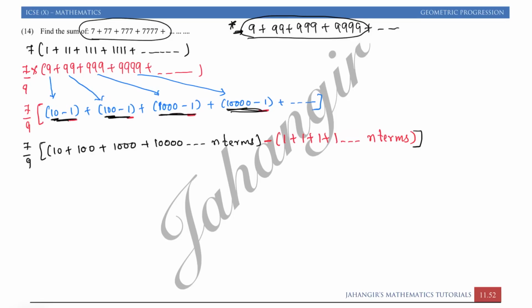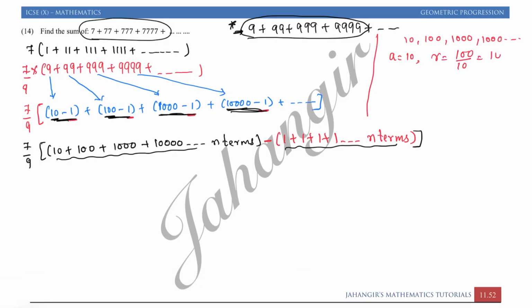you can solve it accordingly. Now see, the first series is a geometric series, and the second is an arithmetic series. First, I will tell you how it is geometric. See, if you have 10, 100, 1000, 10,000, dot dot dot, here we are multiplying by 10 each time. So here I can say the first term A is 10, common ratio is 100 upon 10, that is equal to 10, which is greater than 1. So Sn will be equal to A into R raised to n minus 1 upon R minus 1.